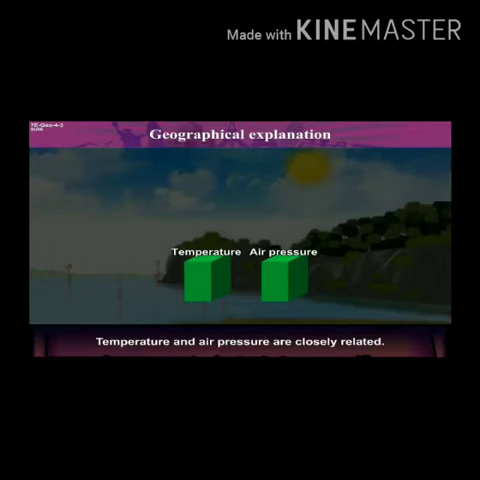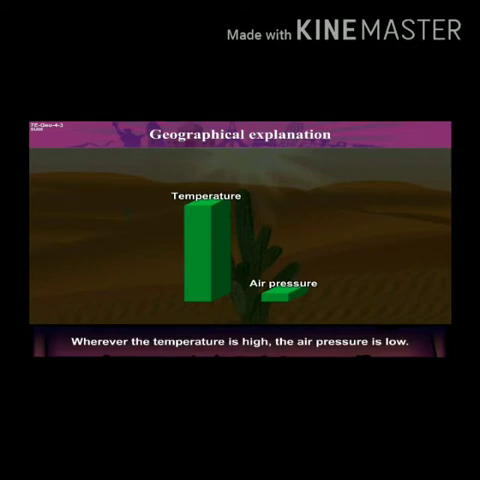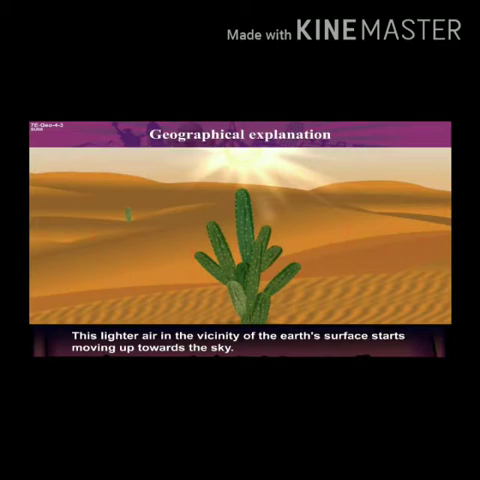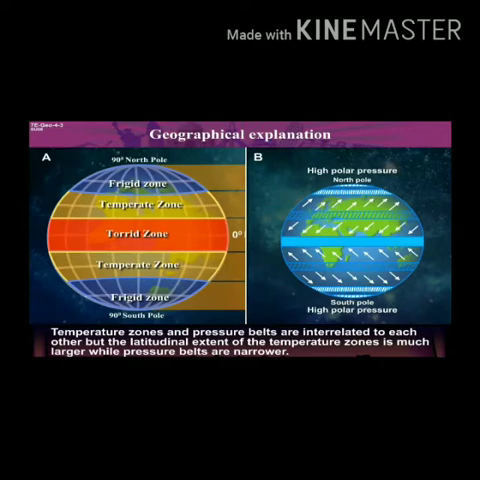Temperature and air pressure are closely related. Wherever the temperature is high, the air pressure is low. As the temperature rises, the air gets heated, expands and becomes lighter. This lighter air in the vicinity of the Earth's surface starts moving upwards to the sky. As a result, the air pressure in such areas decreases.